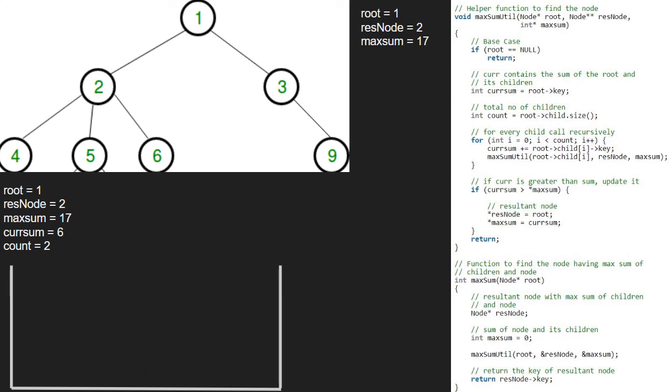Execution for node 1 is also over, and we return max to the max sum function and return rest node's key, that is 2, and that is the final answer. With this, we come to an end of this tutorial.